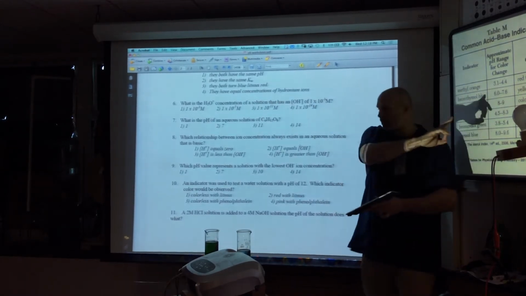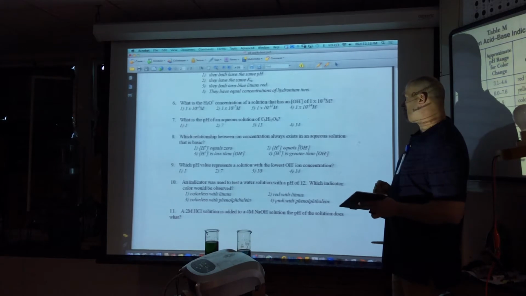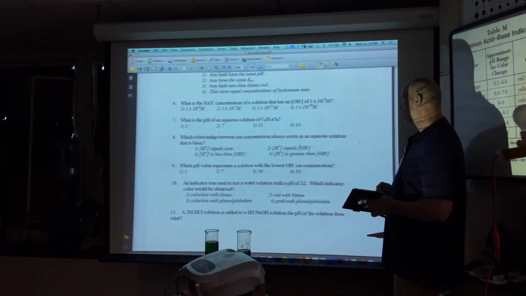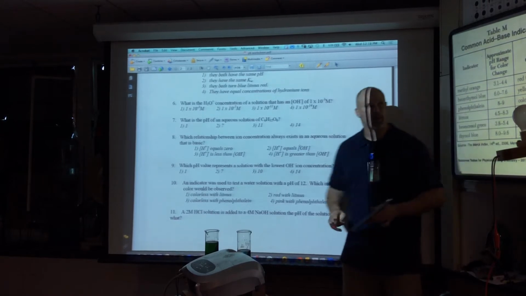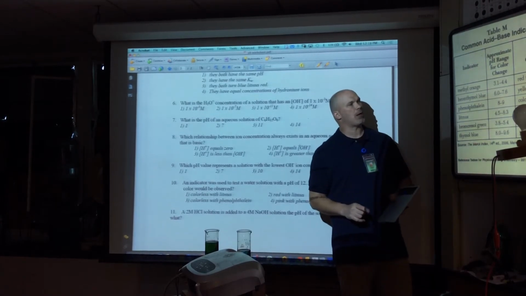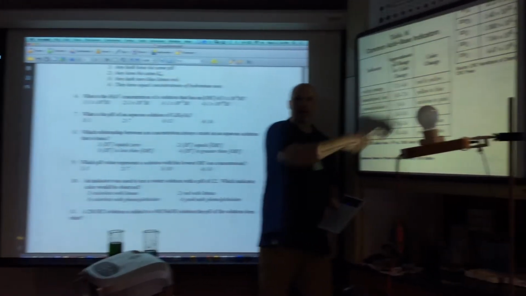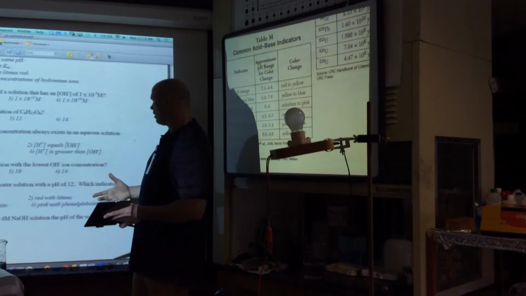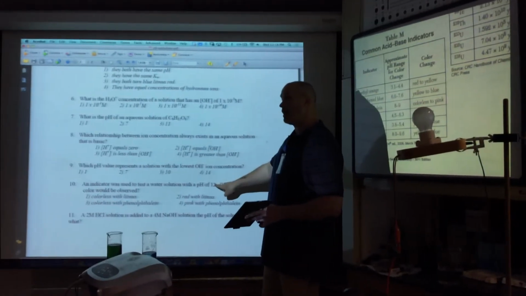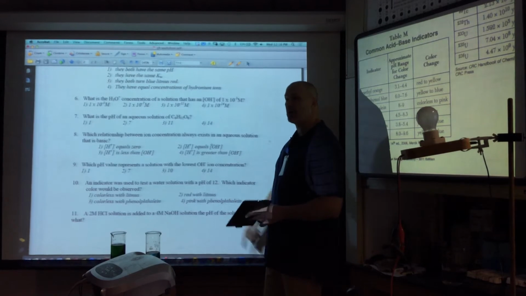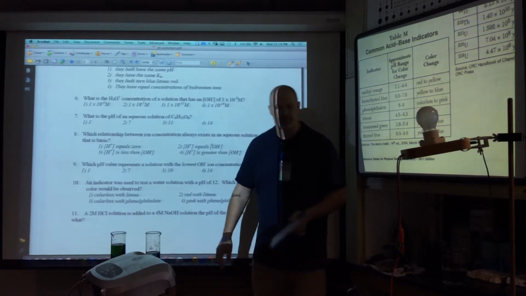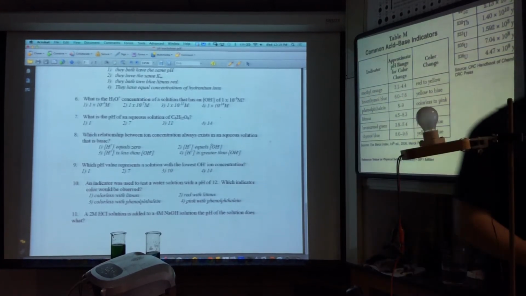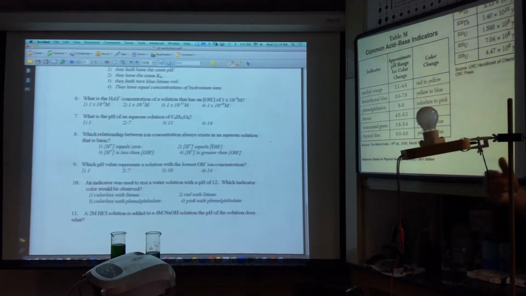An indicator, table M, was used to test a water solution of pH 12. Which indicator color would be observed? Well, if you look at table M, phenolphthalein turns pink when it's 9 and above. So the pH is above 9, so we'll get pink with phenolphthalein. Choice 4. All right, we'll skip 11. Everyone good? Any questions?